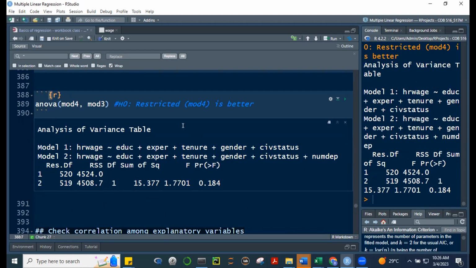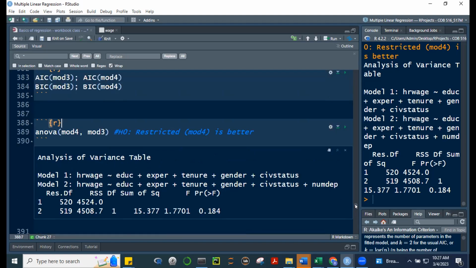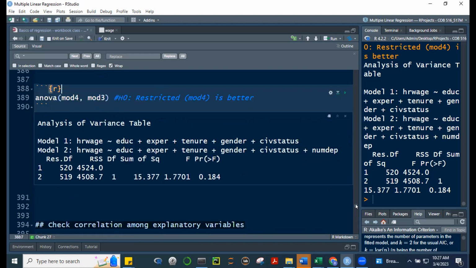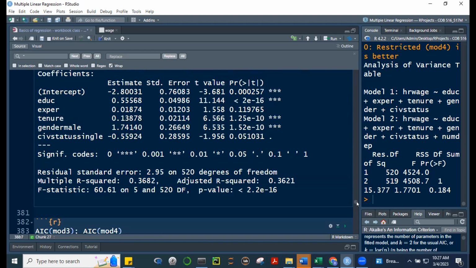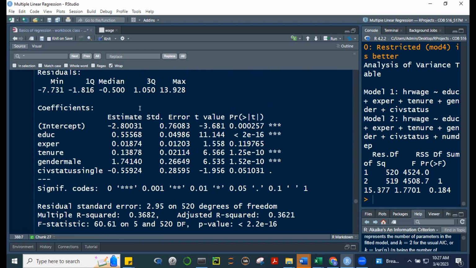So we fail to reject the null hypothesis that the restricted model is better. So based on this analysis of variance test, model 4, the one with less variables, predictors, it does not have number of dependents, is better than model 3. Okay? So is this the final model? Not yet. We again go back to this.